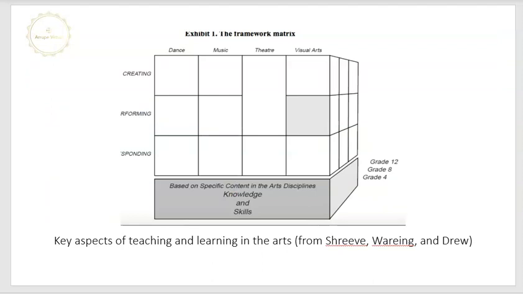So, a little bit of arts education pedagogy. This is a framework matrix from Shreve, Waring, and Drew showing the key aspects of teaching and learning in the arts. The two major components of learning are expected of students who study the arts. Students should gain knowledge and understanding about the arts, including the personal, historical, cultural, and social contexts for works, and they should gain perceptual, technical, expressive, and intellectual and reflective skills. Both components are found in every arts discipline.